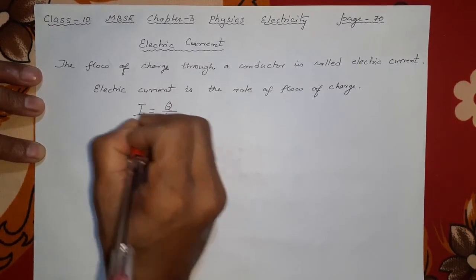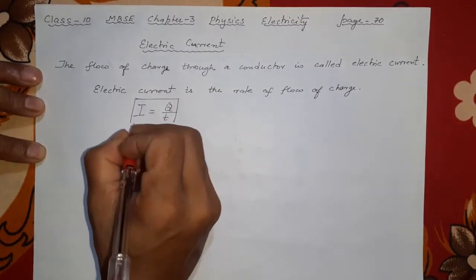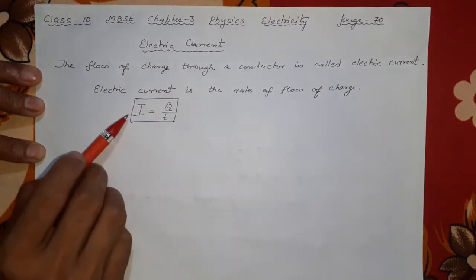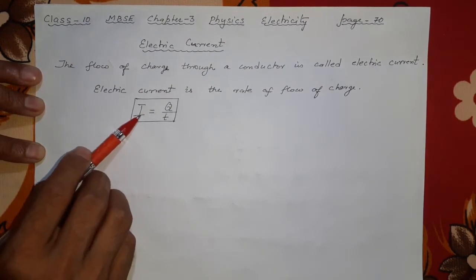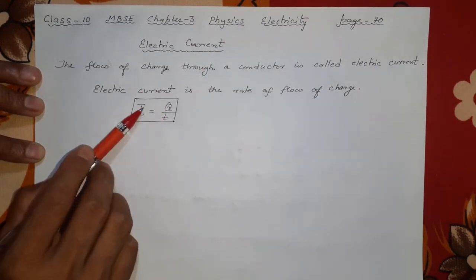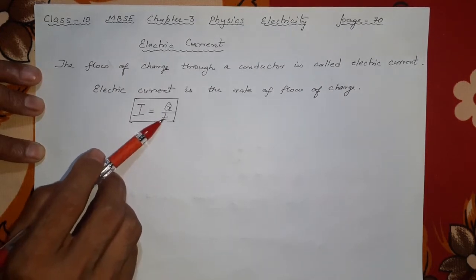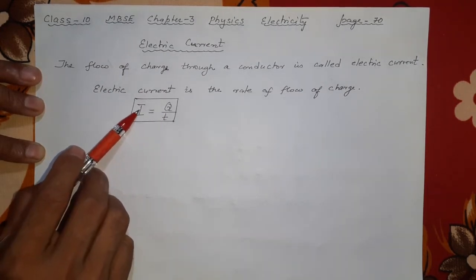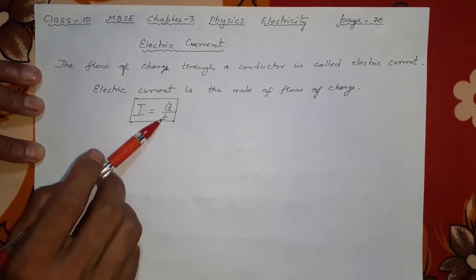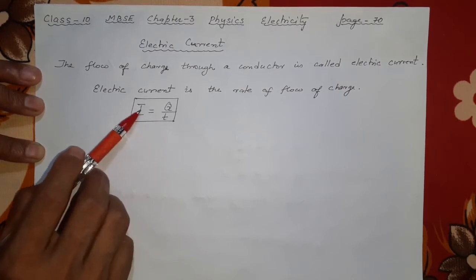Remember Q is the symbol for charge. Look at the definition, it is important. I will be more if Q is more. Charge is more, current will be more. If the flow of charge takes more time in the denominator, then electric current will be less. If it takes very less time to flow, the current will be high.